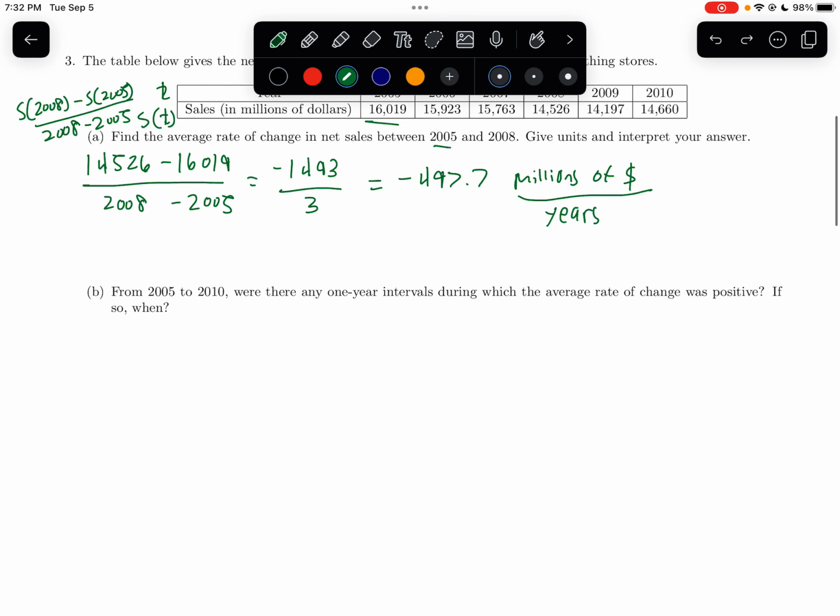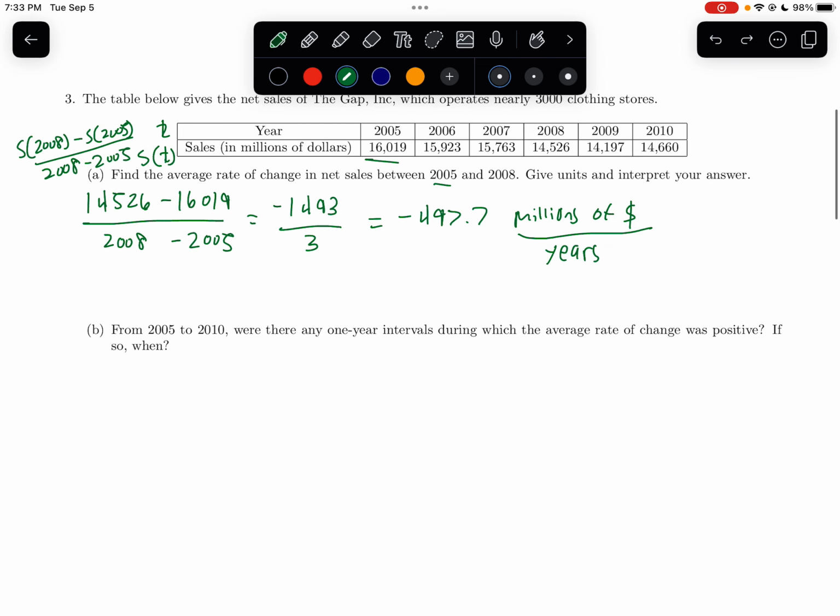The second part is asking from 2005 to 2010, were there any one-year intervals during which the average rate of change was positive? And yes, the answer is yes. There's only one of them, though.